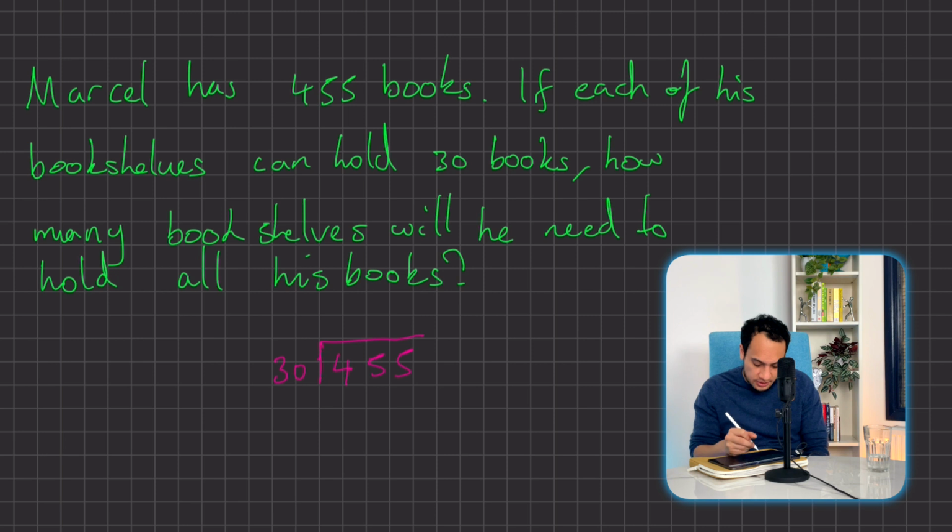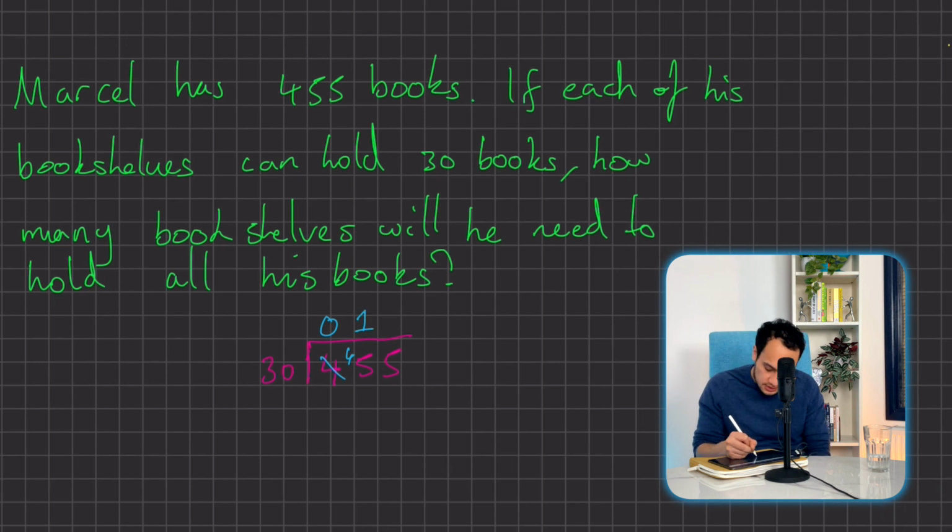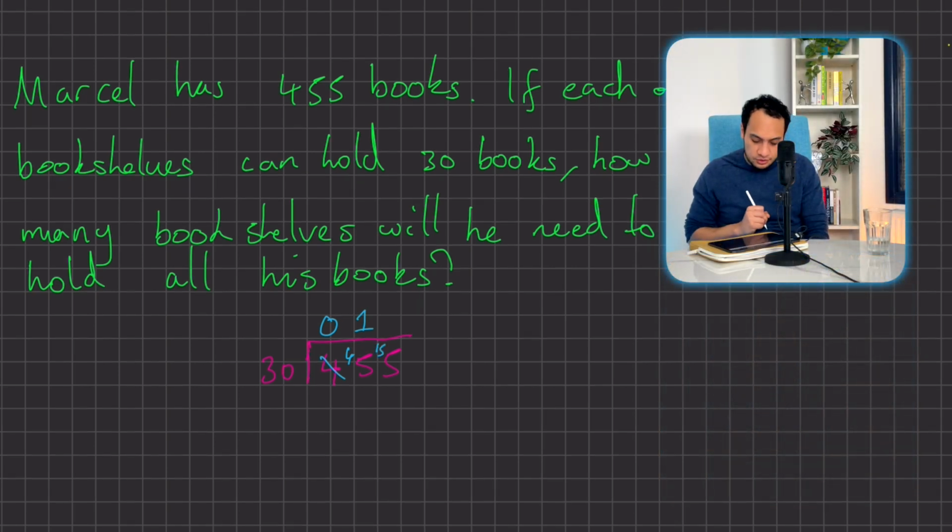So 30 doesn't go into 4. So what we're going to do is we're going to put a 0 on top like that. And we're going to put a 4 on the 5. 30 into 45 goes 1 time. The remainder will be 15. So it'll be 155. So 30 into 155. Now, if you were to go up in 30s, you could do 30 times 5, which equals 150. So that's going to be 5 there, but then you're going to have a remainder of 5 because it hasn't quite reached 155.